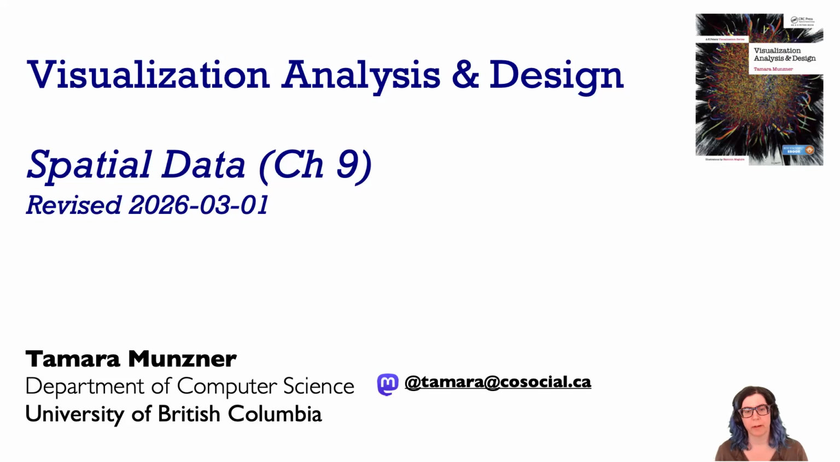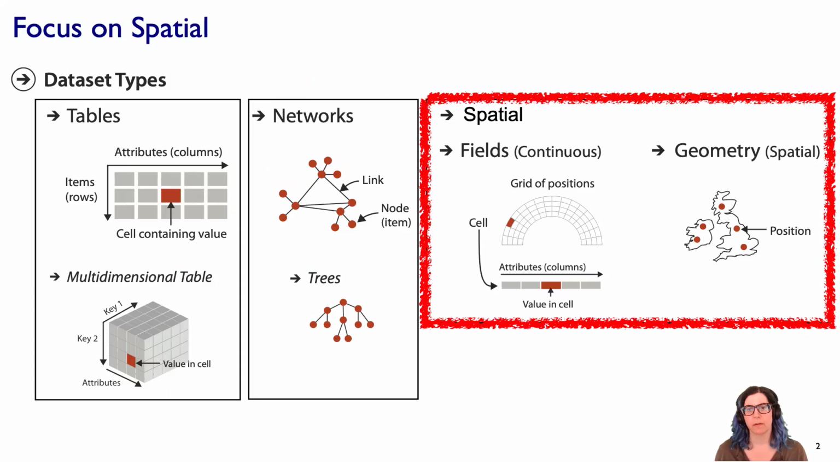I'd now like to talk about spatial data. With spatial data, this is the third of our three data types. There's tabular data, there's network data where we focus on the relationships between items instead of just the items alone. And now with spatial data, we're in the regime where we're thinking about data that is in some way directly tied to positions in space.